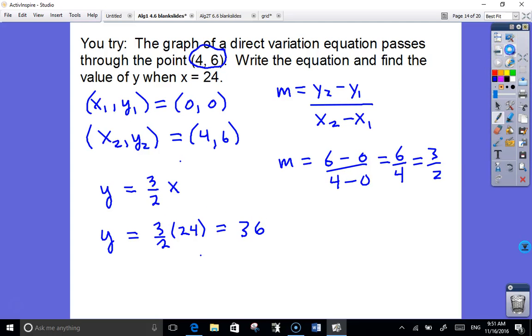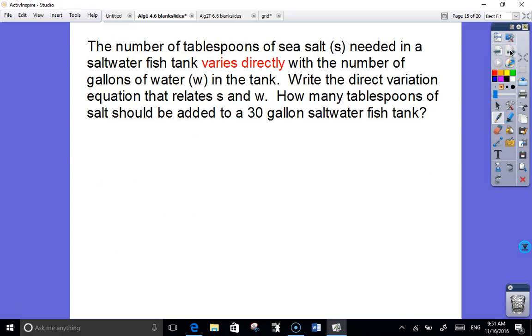Now, the next is a word problem. The number of tablespoons of sea salt, which we're going to use the letter S for, needed in a saltwater fish tank varies directly with the number of gallons of water, that we'll use lowercase w to represent, in the tank. Write the direct variation equation that relates S and w. How many tablespoons of salt should be added to a 30-gallon fish tank?